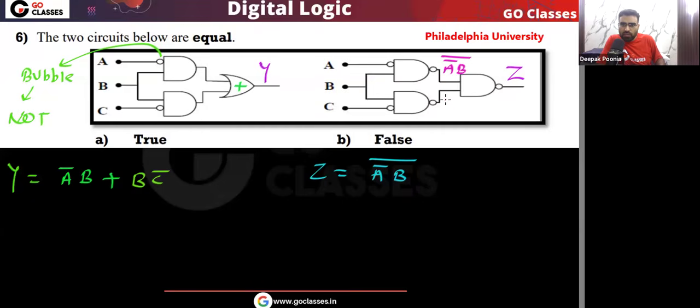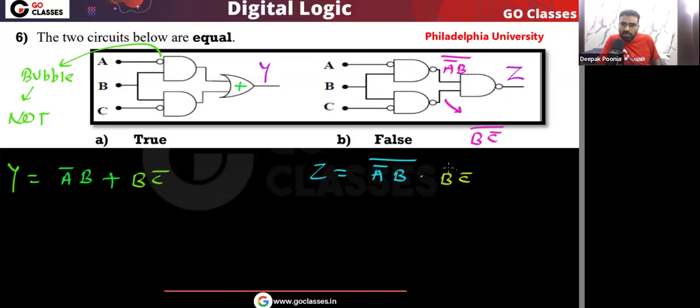Next, let's find out what this will become. So this will become, one of the inputs is b, another input is c bar. So first we will do AND, then we will do NOT. So it will be b c bar whole bar. Okay. Now remember, again we will do the AND first, and then we will do the negation.